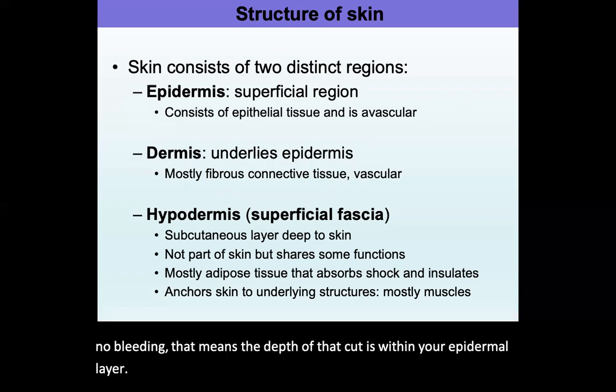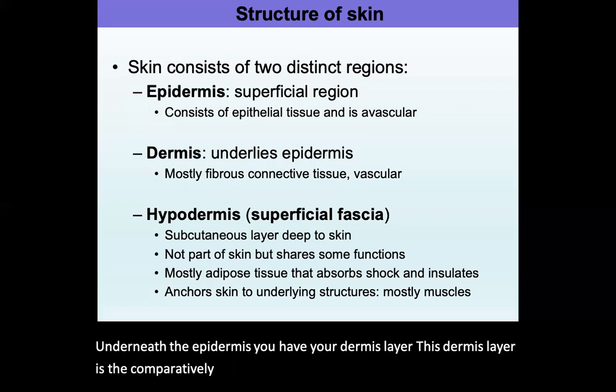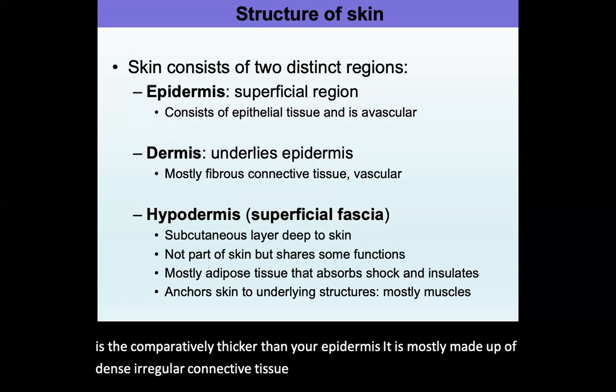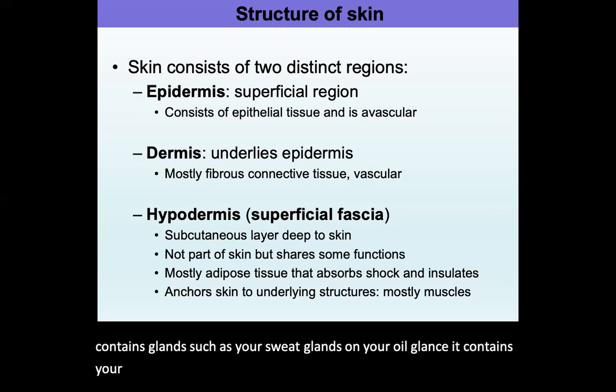Underneath the epidermis, you have your dermis layer. This dermis layer is comparatively thicker than your epidermis. It is mostly made up of dense, irregular connective tissue. It is highly vascularized, and it also contains glands such as your sweat glands and your oil glands. It contains your hair follicles and a lot of the nerve endings that collect data for your sense of touch.